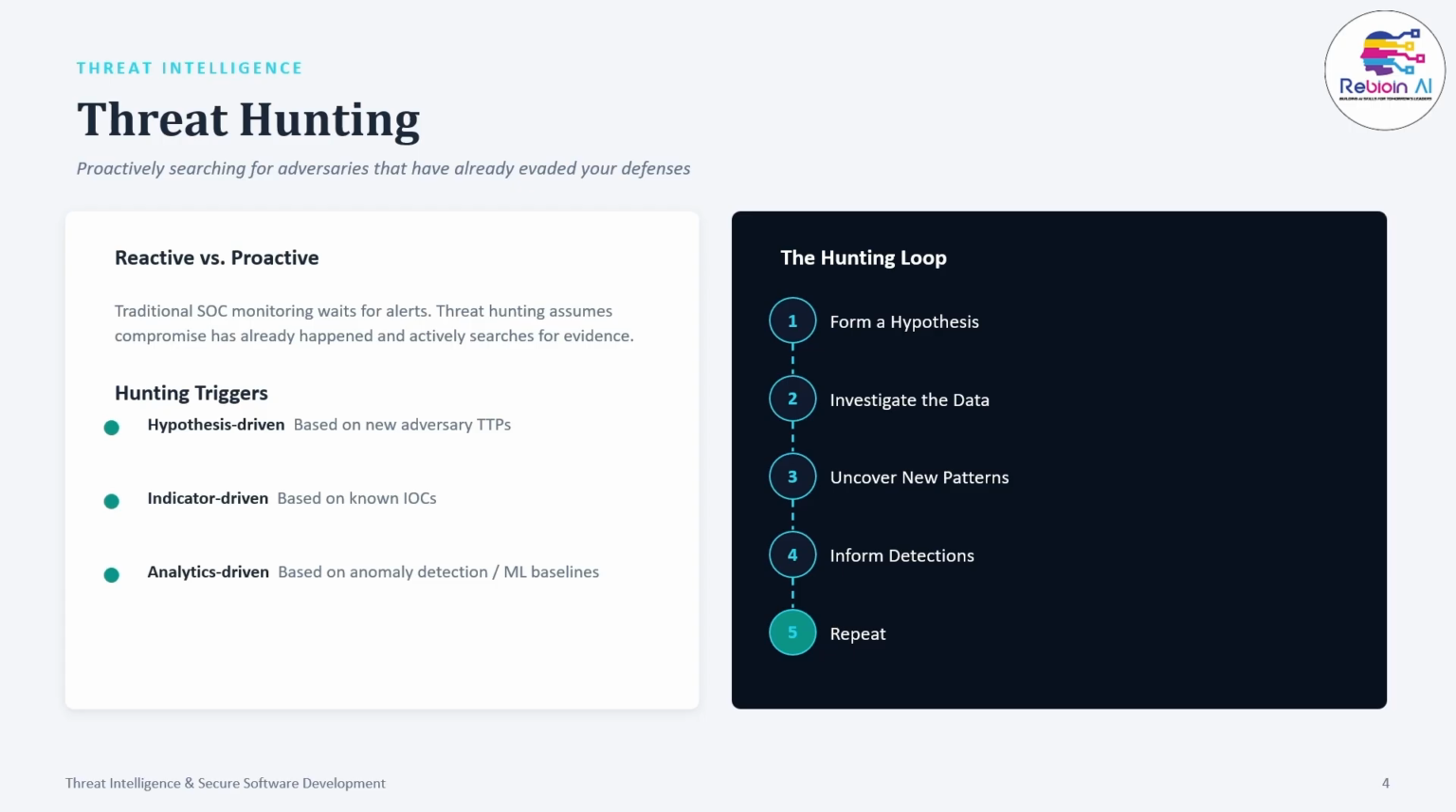Let's take an example. Let's say a hunter suspects attackers are hiding data-stealing scripts inside Word documents with macros. They pull logs of every computer that opened a Word document and enabled macros in the last, then check if any of those computers made unusual outbound network connections right afterward. If they find one, they have just uncovered a real attack, and they'll create an automatic alert so this pattern is caught instantly in the future.